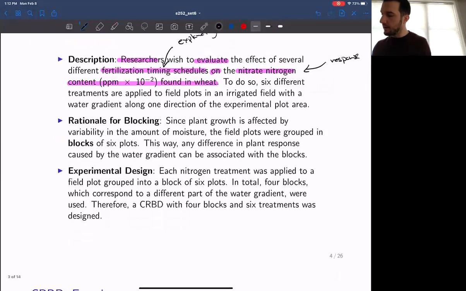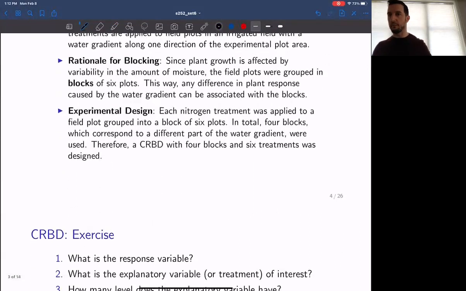Okay, so why would we consider this a blocking variable? So as I mentioned before, the plants at the bottom of the gradient are going to get more water than the plants at the top of the gradient. So to control for this, in the experimental design, each nitrogen treatment was applied to the field groups in a block of 6 plants. In total, 4 blocks were used, which correspond to different parts of the water gradient.